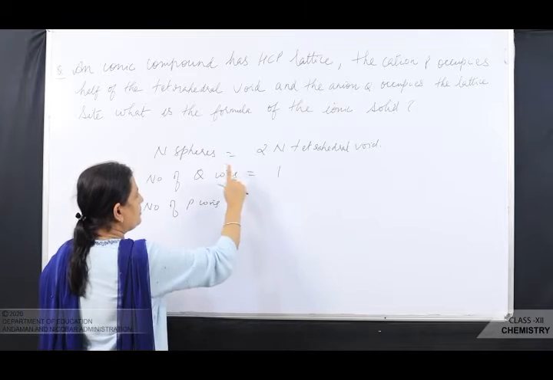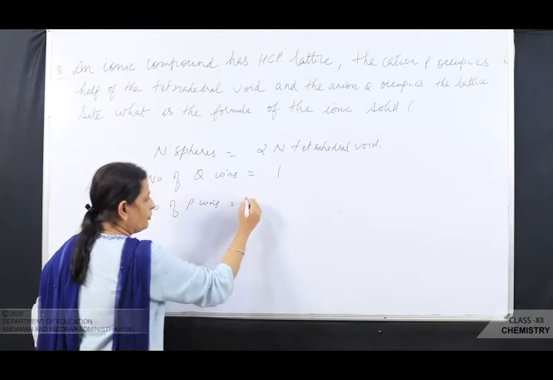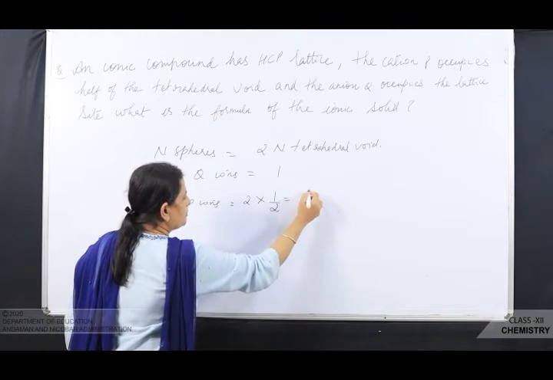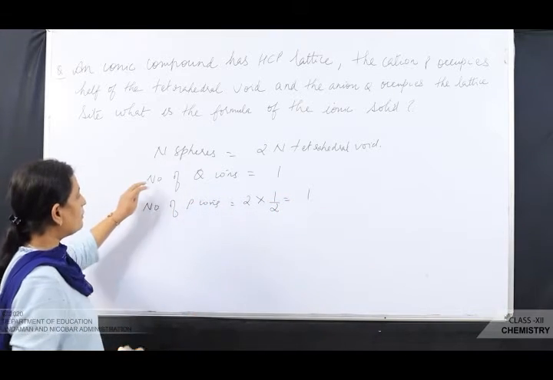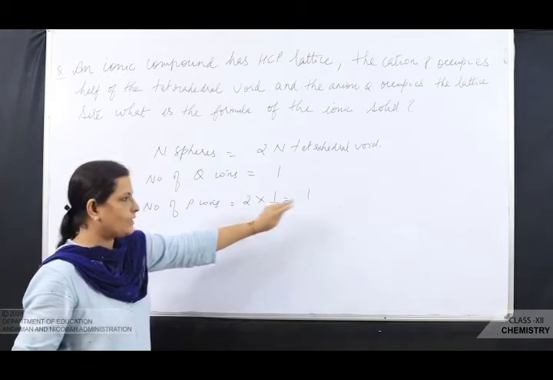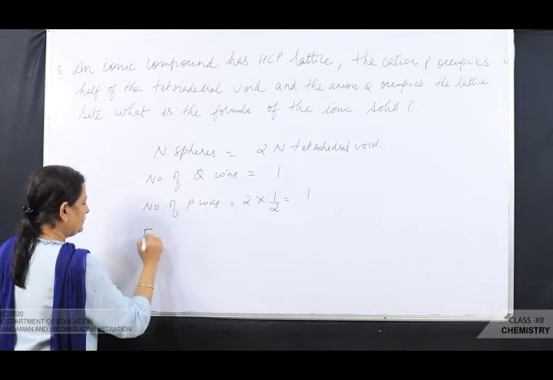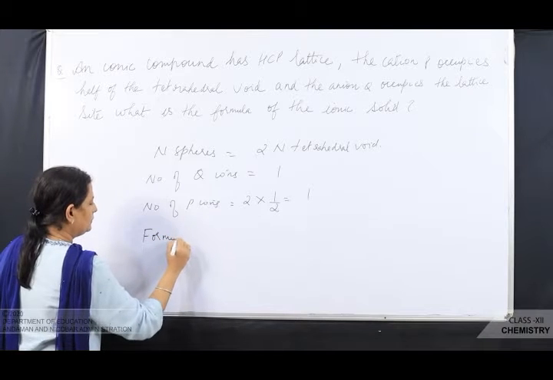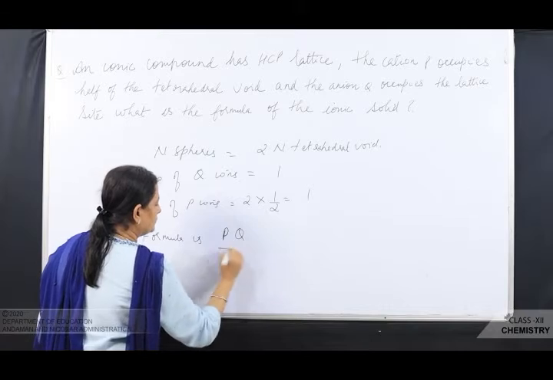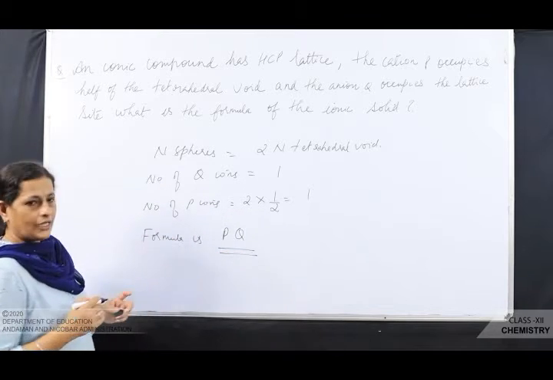What is the relationship? 1 sphere, 2 tetrahedral voids. So, 2, and how much is occupied? Only half. So, it is 1. The number of Q ions is 1, and the number of P ions is also 1. So, what will be the formula? The formula is PQ. Is it clear?